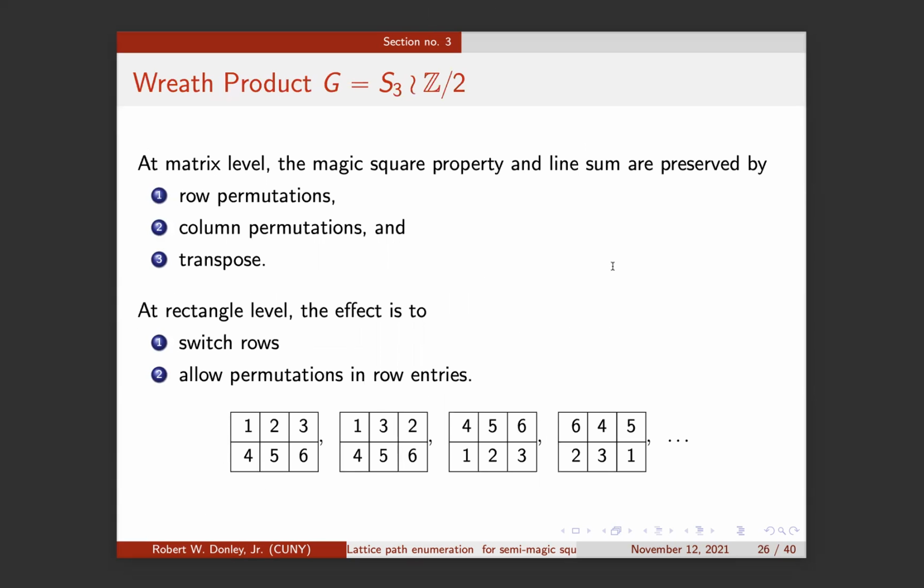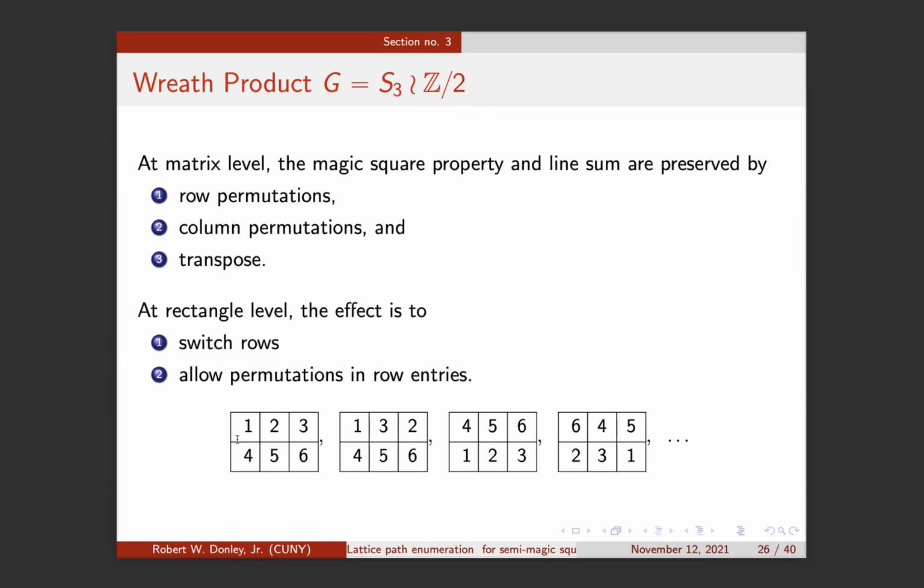I'll note for 3x3 semi-magic squares, there are symmetries in here. Physicists certainly know about these. If you have a semi-magic square, you can permute the rows, you can permute the columns, and you can transpose without ruining the semi-magic square property. And so that group, when you take a look at what's going on, is going to give you a wreath product of an S3 and a Z2. It's going to have 72 elements.